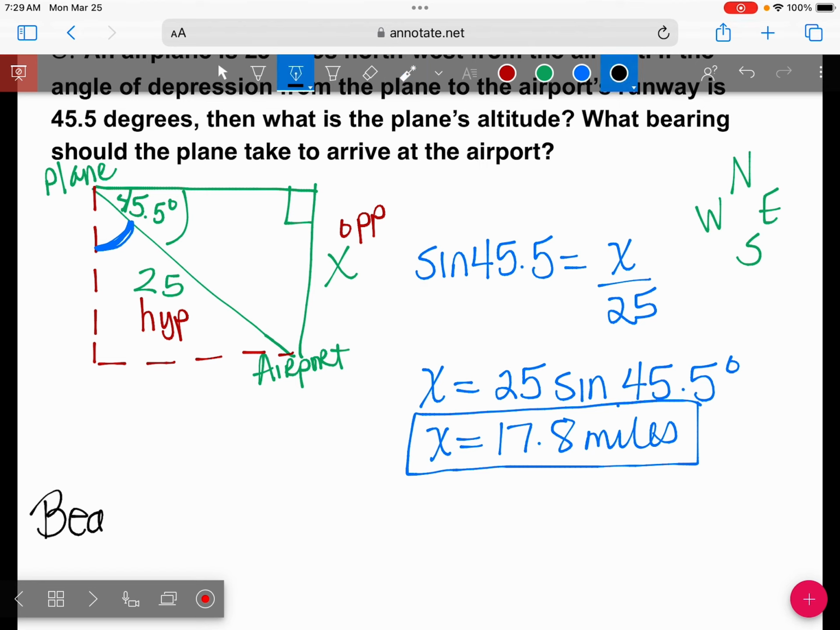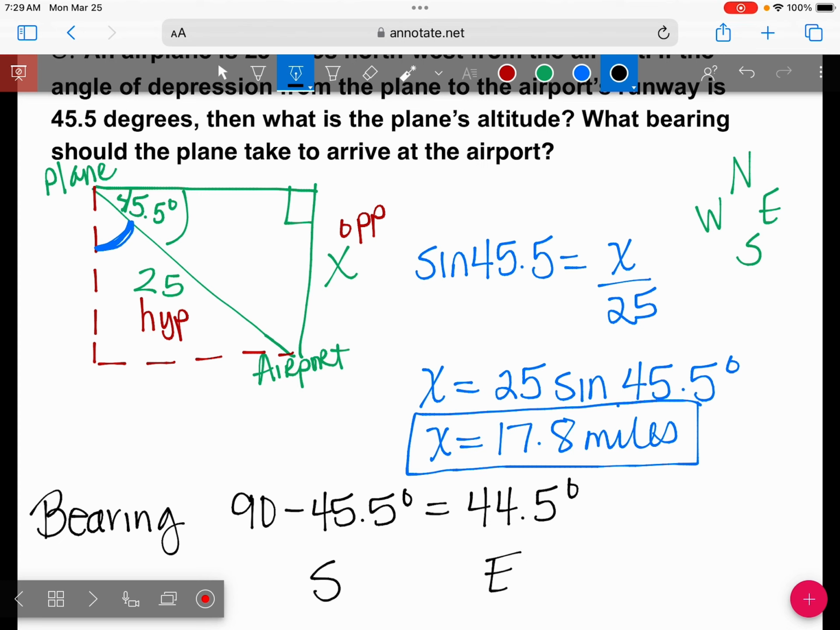So the bearing is going to be 90 minus 45.5, which I believe is 44.5. And what direction are we going to take? So he left going northwest. So when he comes back, he's going to travel what direction? Southeast. And that would be your bearing.